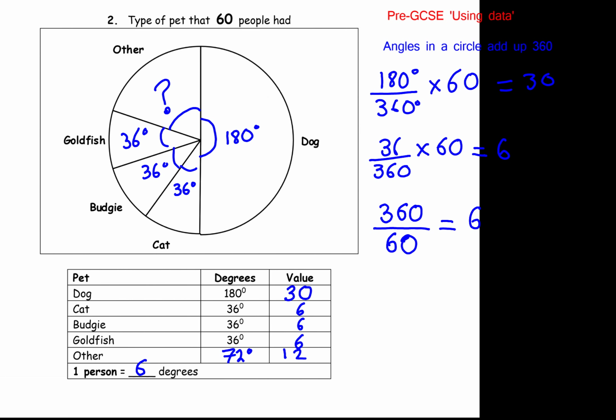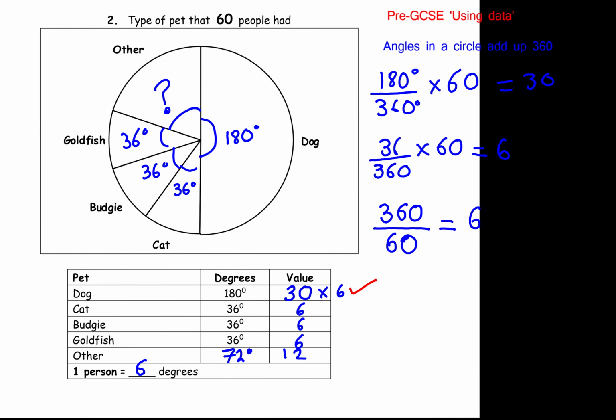And you know how to check it? You definitely know how to check it. You just times this by 6 and it should give you 180. Let's do a quick check. So that's 30 times 6 equals 180. There you go. So that part of our question is correct. So let's give ourselves a little tick. So that one is correct.